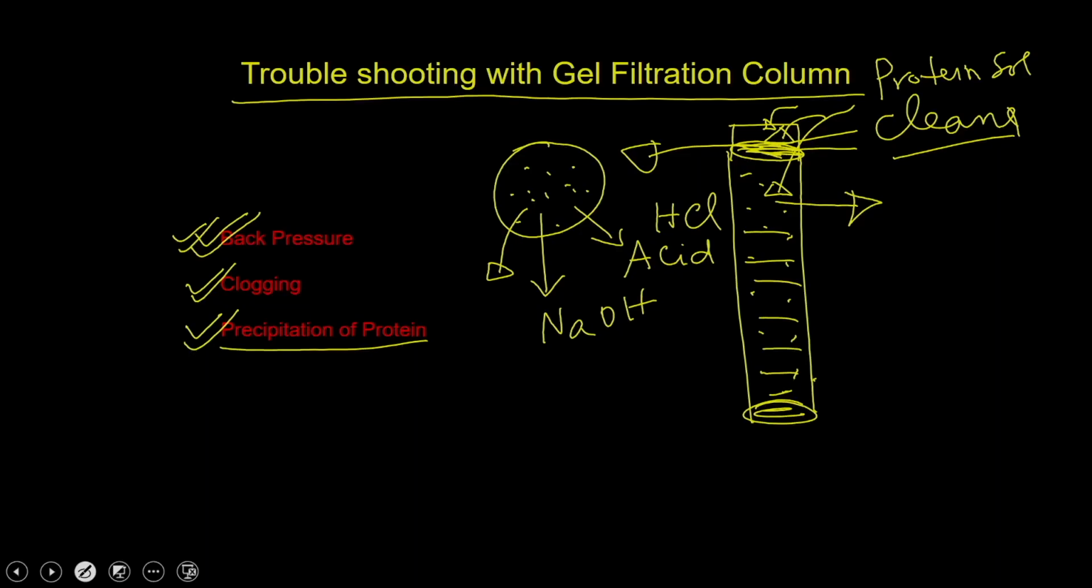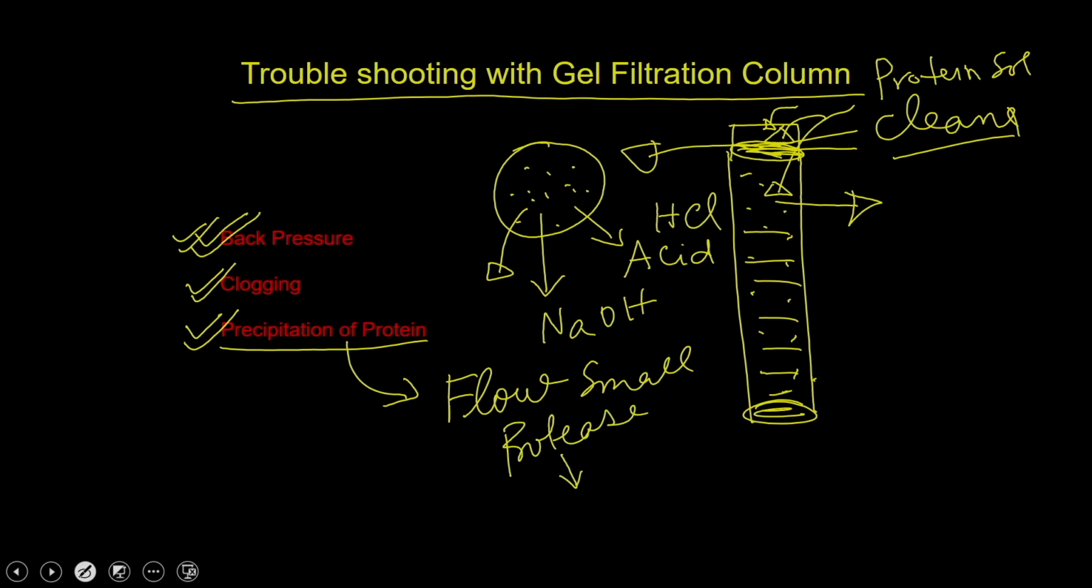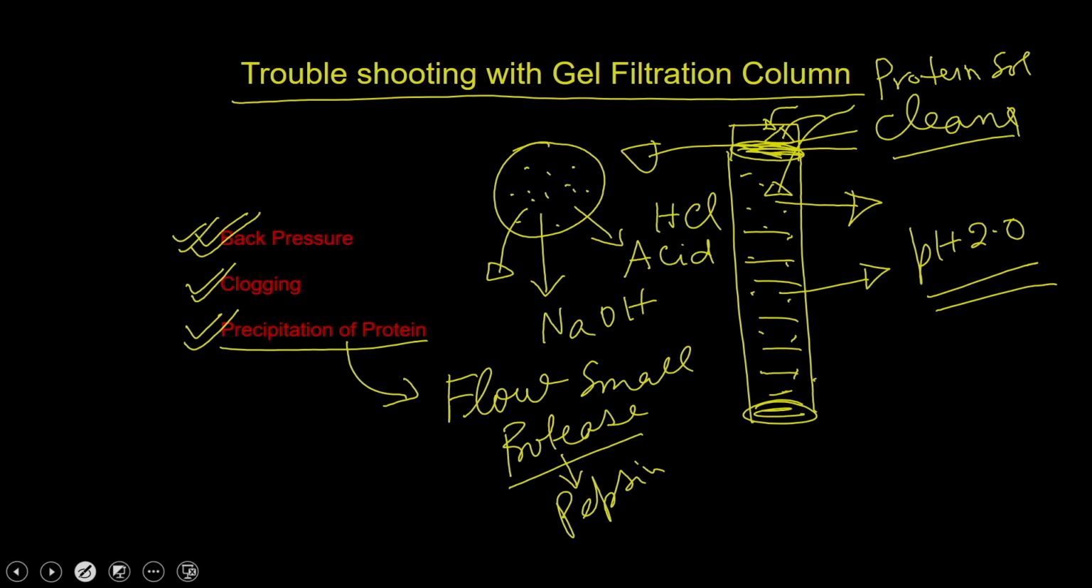So, in that case, what you have to do is flow a small quantity of protease. If I want to do that, I will take the pepsin. I will equilibrate this column with a buffer maintaining a pH of 2, and then I will inject the pepsin and let the pepsin go and incubate. Then I will take this column, take it out from the chromatography system, tie it up and keep it at room temperature, which means I will leave it on my bench.